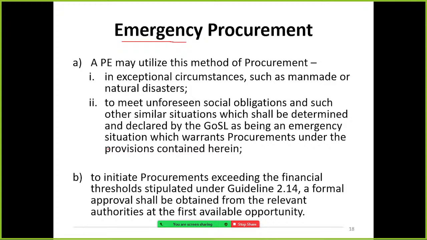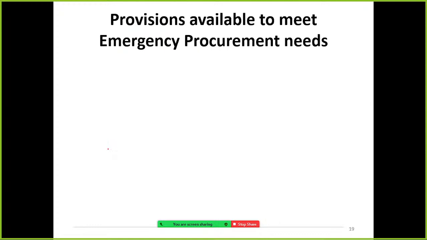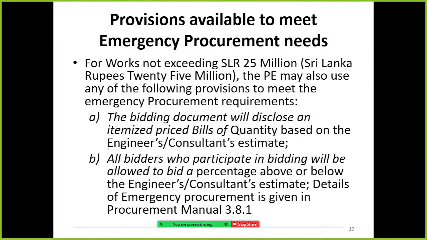So they have to obtain the prior approval; normally they take approval from the secretary to the ministries, based on the level of expenditure. Provisions available to meet emergency procurement needs. For works, for which a contract is not exceeding 25 million rupees, the procuring entity may also use any of the following provisions to meet emergency procurement requirements.